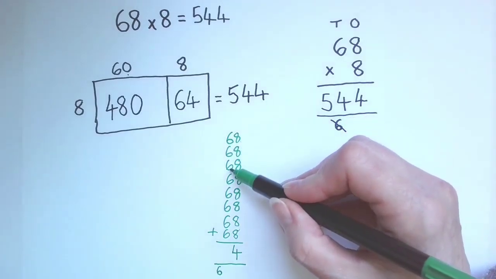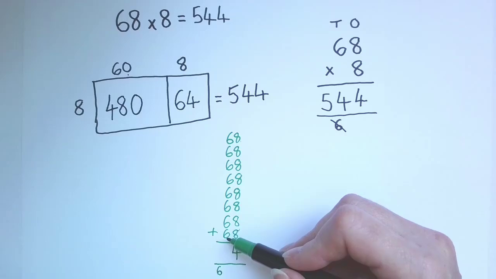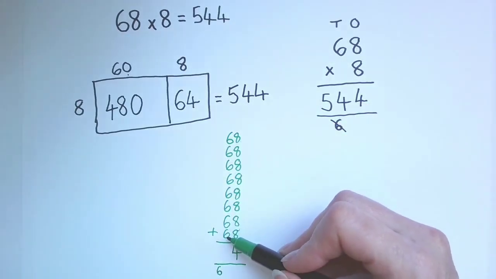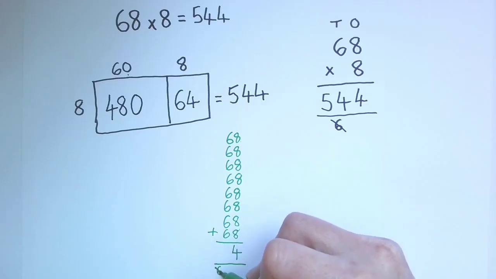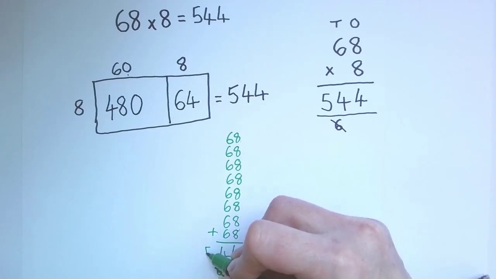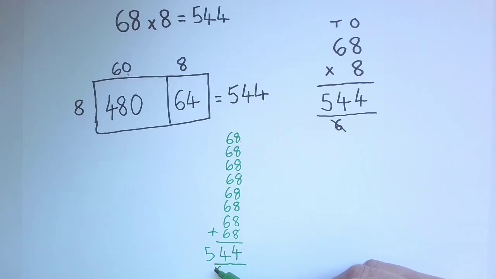And then I've got 6s, lots of 6s. How many 6s have I got? I've got 8 6s. Okay, 8 6s are 48. And I've got another 6 to add on in my tens column. So 48 add 6 is 54. So my answer is 544.